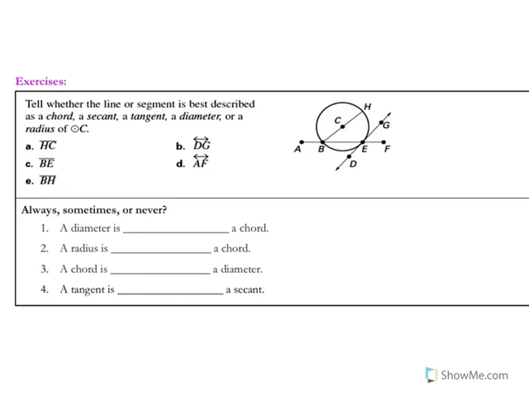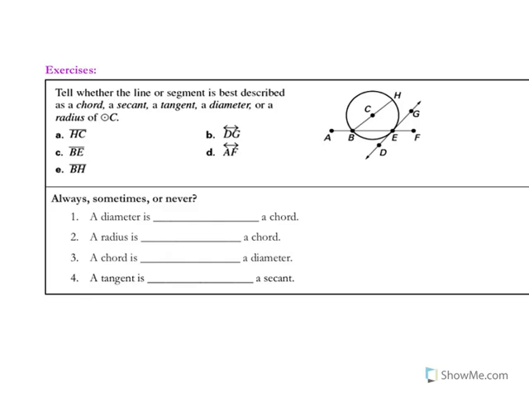Okay, this exercise says tell whether the line or segment is best described as a chord, a secant, a tangent, a diameter, or a radius of circle C. I don't know what's going on with the letters, maybe it looks normal to you. So the first one is HC.